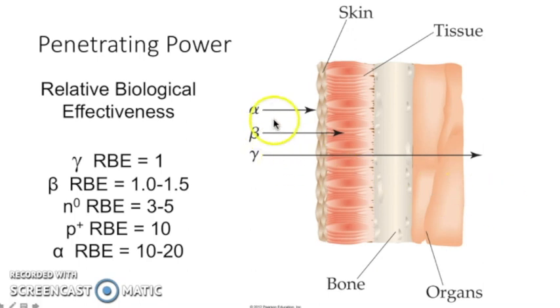This has to do with how much damage it causes when it comes in contact with human tissue. So alpha particles, even though they have low penetrating power, have a very high relative biological effectiveness, the highest of these types of radiation that we might encounter. Gamma radiation, even though it has very deep penetration, has a relatively low relative biological effectiveness.